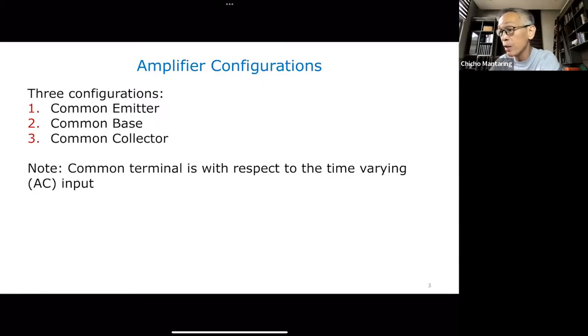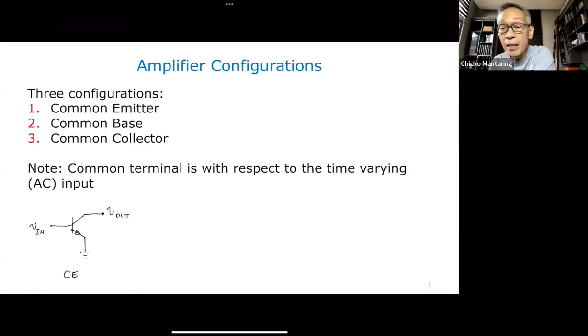signal. Now, for example, for the common emitter, my emitter is my reference, my input is applied to the base, and my output is obtained from the collector. So this is my common emitter. My emitter is my reference. So again, this is my common emitter. My input is applied at the base, and my output is obtained from my collector.